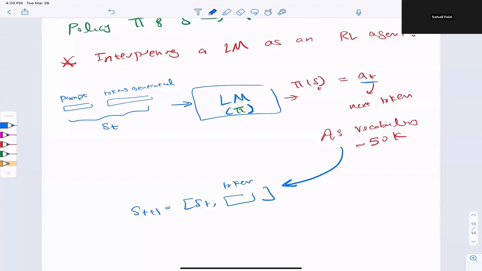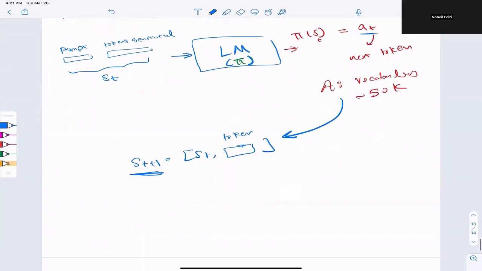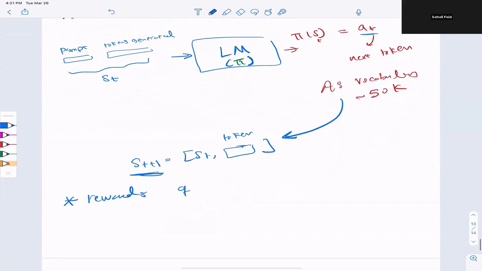As you can see here, there is no stochasticity in the environment. You take an action, you generate a token, and that's it. You add that to the state, and you deterministically go to another state. There's no randomness, because of the way that the language model is characterized here. So you don't have randomness at that point. Okay, and what is reward here? Reward is the quality of the response.